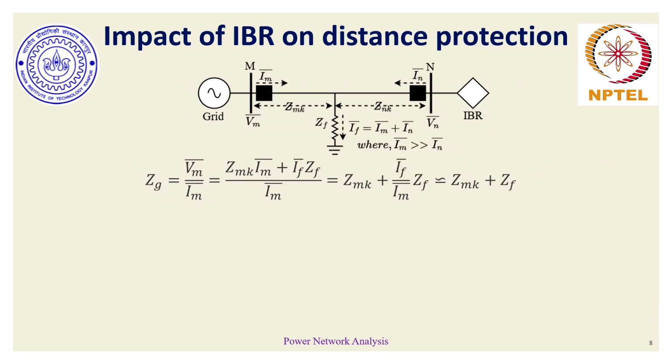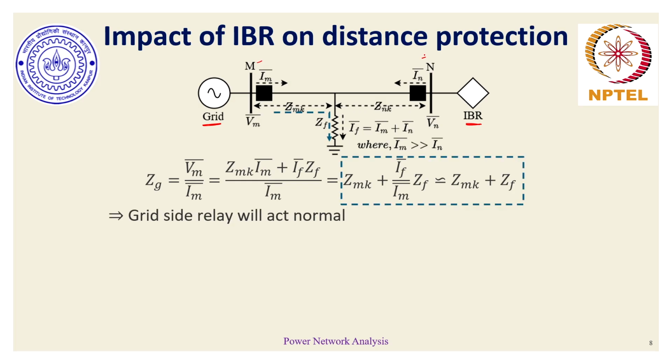Now, in case we have inverter based resources present in the transmission network, let's take a very simple example. I have considered two buses. On one bus I have a synchronous generator, or the typical AC grid, and on the other end of the line I have an inverter based resource, IBR. If a fault occurs on the line between bus M and N, I want to see the impedance sensed by the relay on the grid side, which is ZG, since the synchronous generator is contributing current IF, which is marked by the blue line.